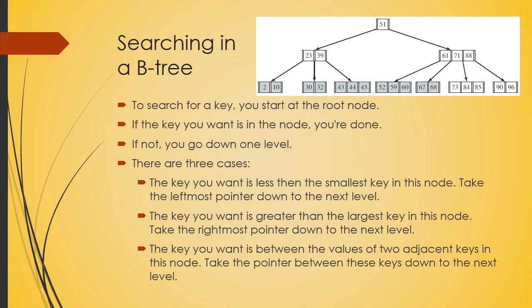For example, consider the tree in the figure. We want to search 84. At the root level, 84 is greater than 51. So you take the rightmost branch down to the next level. Here we have 71, which is less than 84, which is less than 88. So you take the pointer between 71 and 88 down to the next level, where the key 84 is found. Associated with this key is a pointer to the desired record.